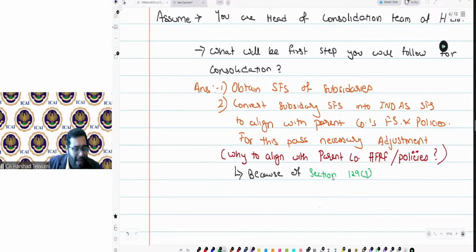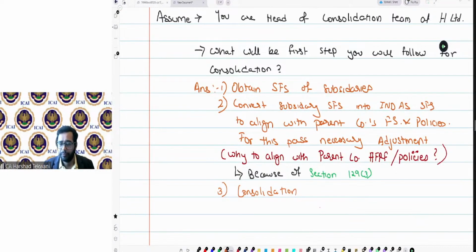Now, once I get the financial statement, I need to pass necessary adjustments to convert that financial statement into the equivalent of the parent one. And then I will perform consolidation of those financial statements, line by line consolidation or whatever method I prefer or whatever is allowed as per the Indian requirements. So that is the thing that we do in the consolidation.